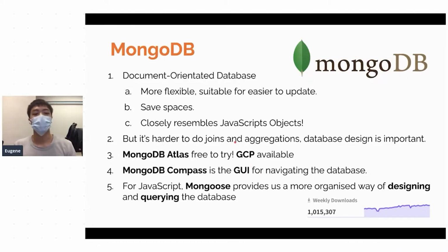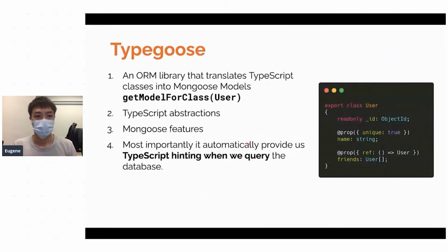For our case, because we are talking about JavaScript and TypeScript, we'll use a library called Mongoose. You can see that it has 1 billion downloads, so it's very famous, and it allows us to design and query the database. Typegoose is a library that helps us do a similar thing to just now. We translated TypeScript classes into GraphQL schemas, and we can do the same thing with Typegoose. This one will help us translate into Mongoose models, which we can then insert into our databases.